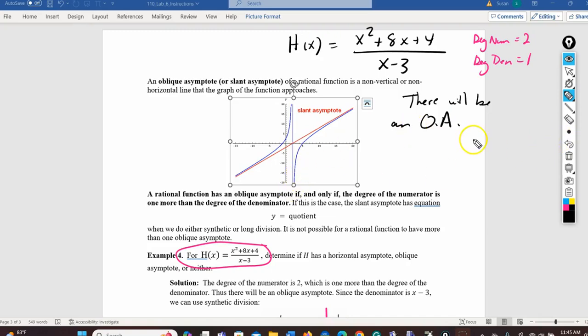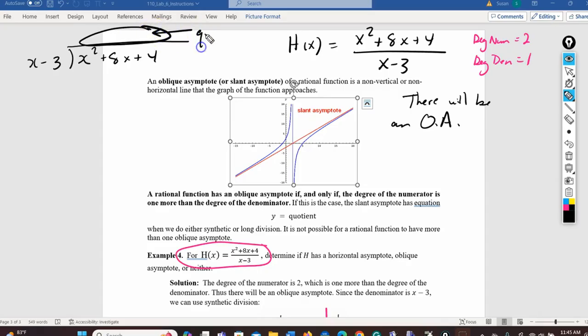Now, how do you find it? Well, you do division. So you actually do this division. Now, what you're going to get up here is going to be the quotient. And so the equation of the slant asymptote is going to be the line with the equation y equals the quotient.